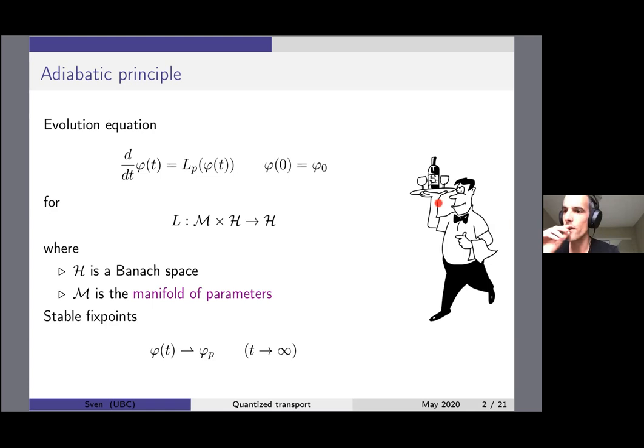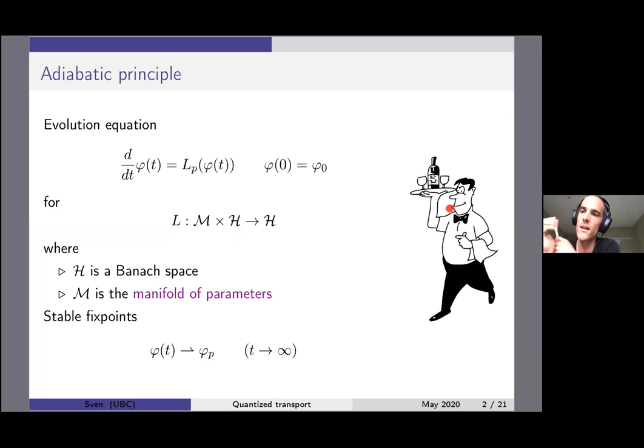I'll give later a more concrete setting, but here I'll say it vaguely. And so H here is in general a Banach space. In this talk, it will be a Hilbert space, but it doesn't need to be finite dimensional. M is a manifold of parameters. So here, it would be the upper half sphere, for example, which gives you the angle of that plate.